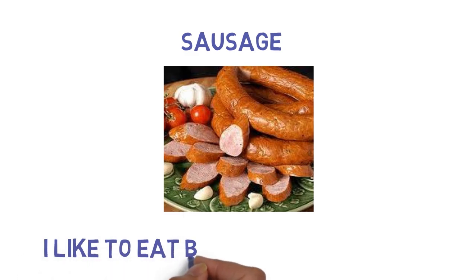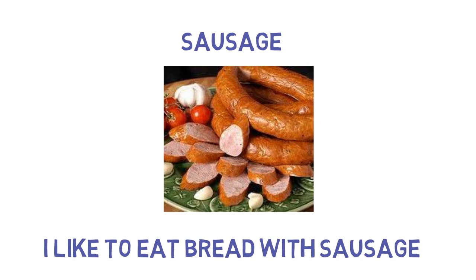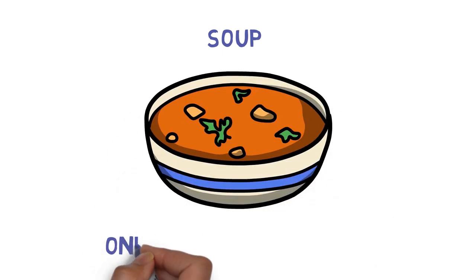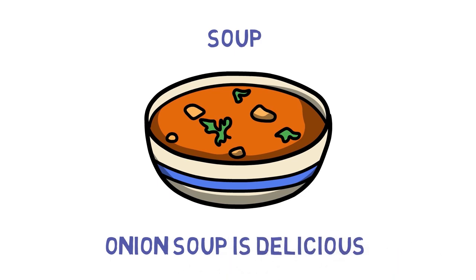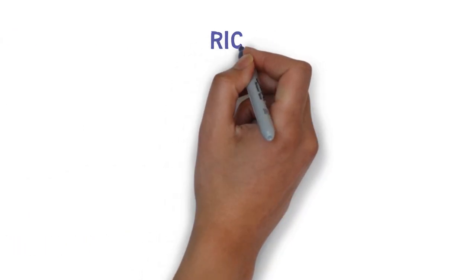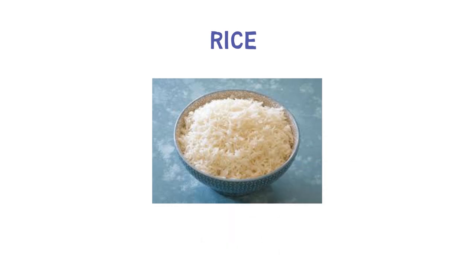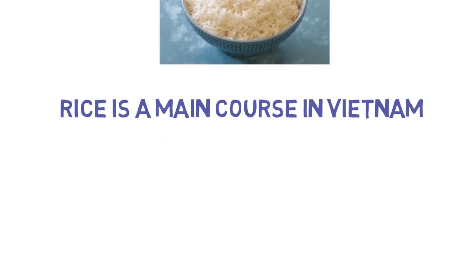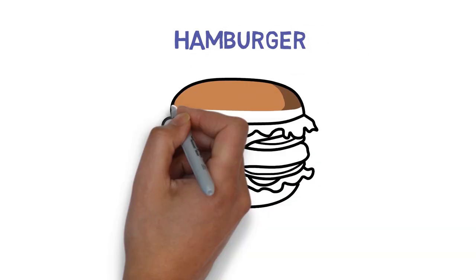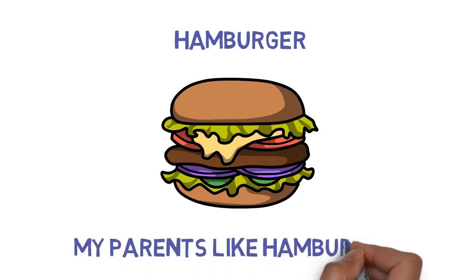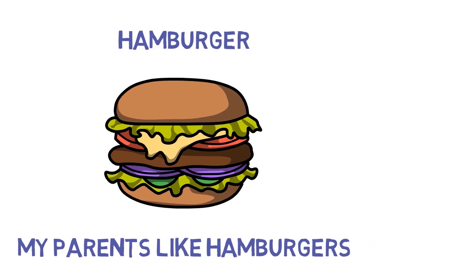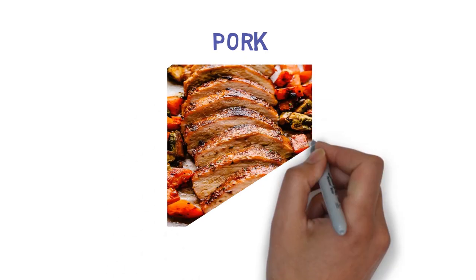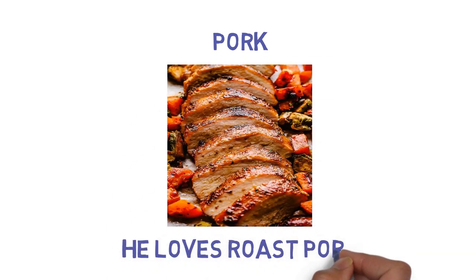Sausage. I like to eat bread with sausage. Soup. Onion soup is delicious. Rice. Rice is a main course in Vietnam. Hamburger. My parents like hamburgers. Pork. He loves roast pork.